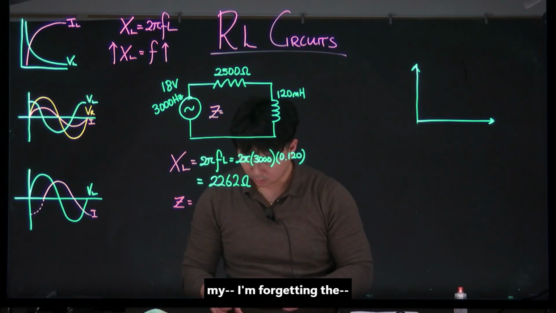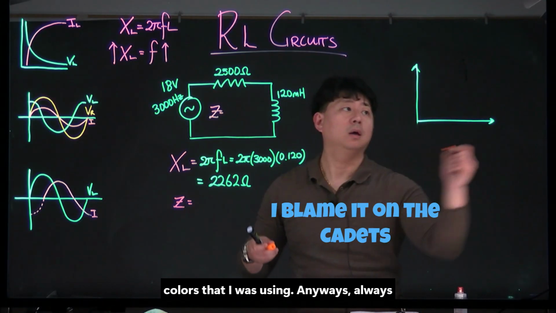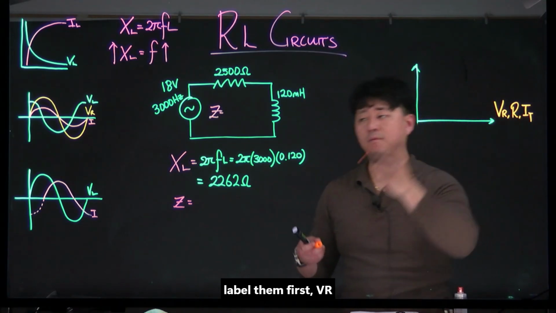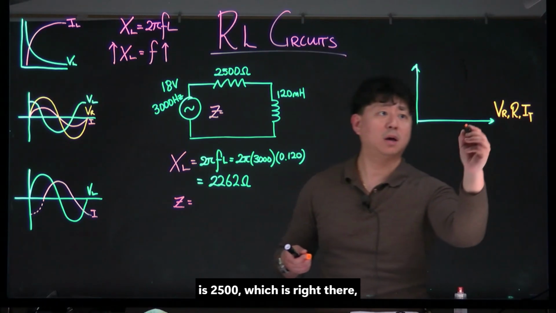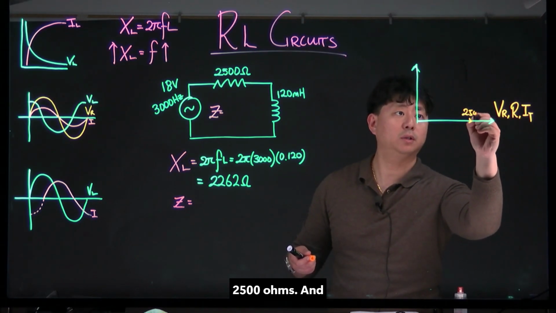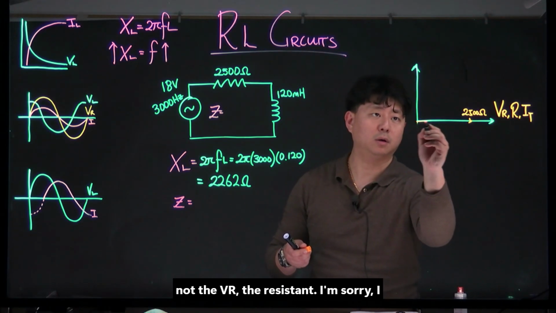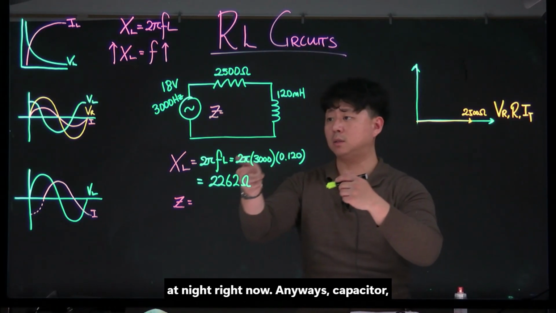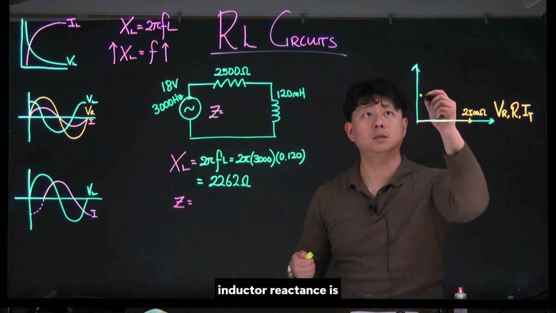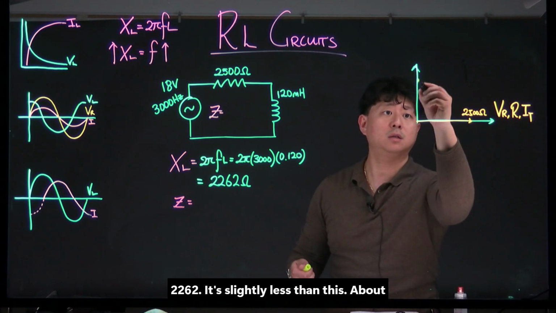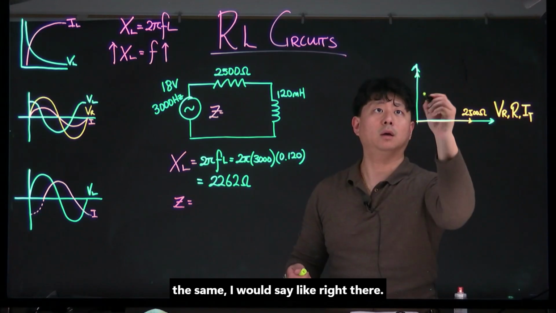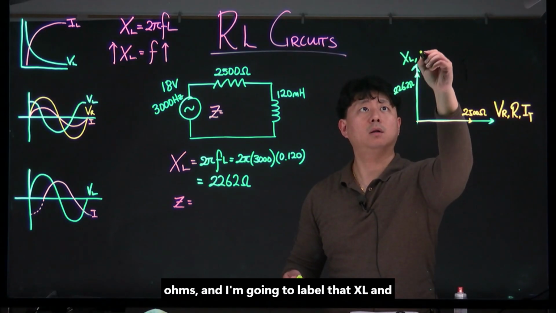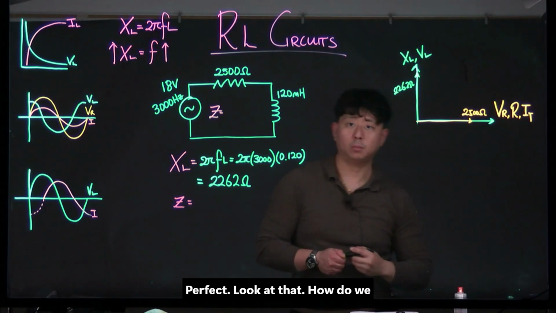I'm forgetting the colors that I was using. Anyways, always label them first. R is 2500, which is right there, 2500 ohms. And not the VR, the resistance. I'm sorry, I'm doing that. It's late at night right now. Anyways, the inductor reactance is 2262. It's slightly less than this, about the same. I would say right there. Okay, 2262 ohms, and I'm going to label that XL and VL. Sounds fair? Perfect. Look at that.